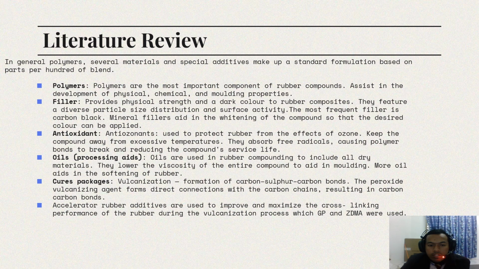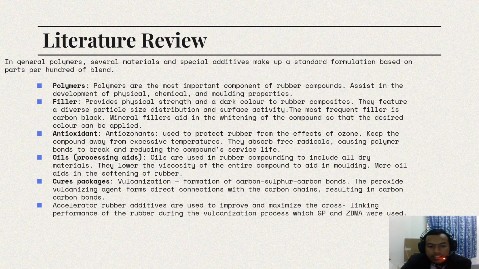Third, antioxidant, which is used to protect rubber from the effect of ozone. It keeps the compound away from excessive temperature. It also absorbs the free radical, which causes polymer bond to break and reduces the compound service life. The fourth is oil, which is a processing aid used in rubber compounding to include all dry material. It will lower the viscosity of the entire compound to aid in molding. So more oil aids in the softening of rubber.